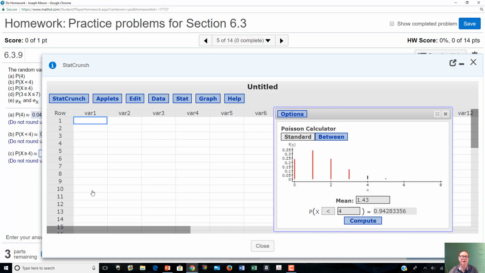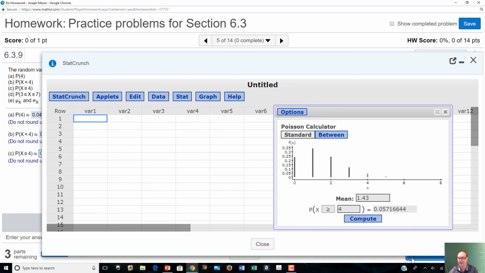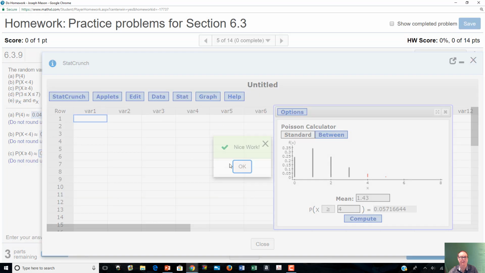Now the next question was greater than or equal to 4. So all I got to do is change my inequality to greater than or equal. Click compute. Well, it actually automatically computed it. So now I go over here. So this is 0.0571, actually 2. 0.0572, yes, 4 decimal places. Okay, so I check my answer, and that's good.